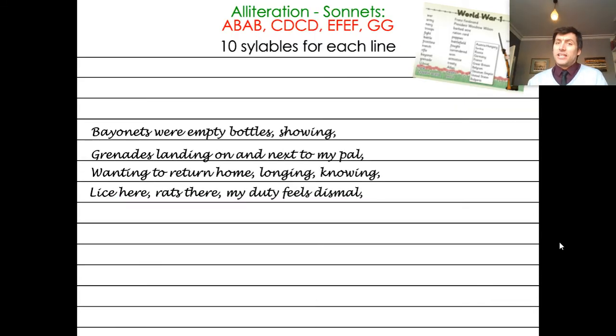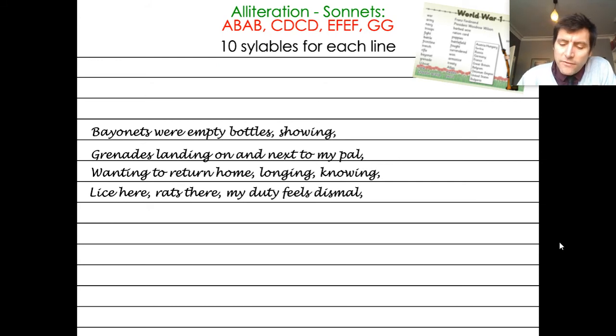After you've done that, we're going to think back to your sonnets from yesterday. Now, if I look at the piece of writing that I'd started doing with you, I'm sure with some of your ideas as well. So far, I'd written: bayonets were empty bottles showing. Remember that structure of A B A B. Grenades landing on and next to my pal, wanting to return home, longing, knowing. Lice here, rats there, my duty feels dismal. So dismal and pal, knowing and showing. Ten-line syllables. That's where we got to yesterday.